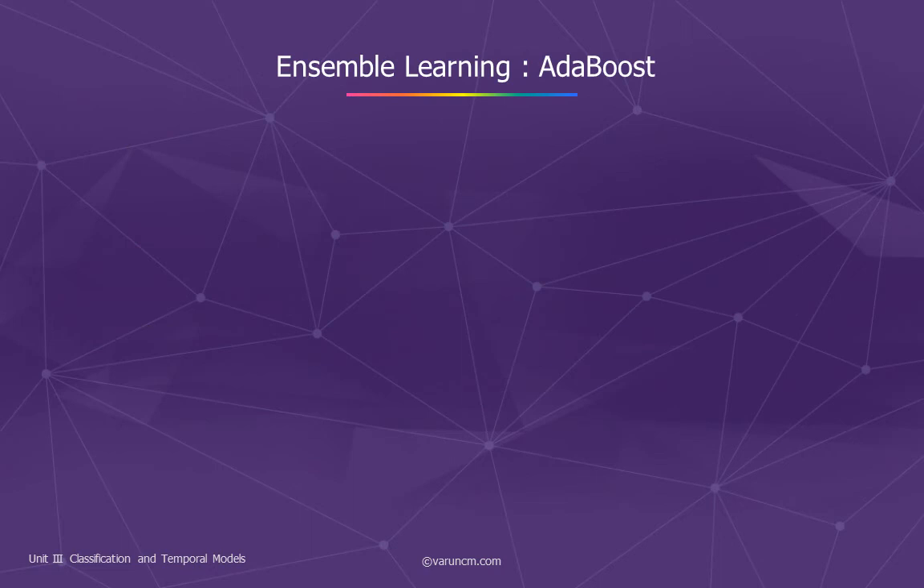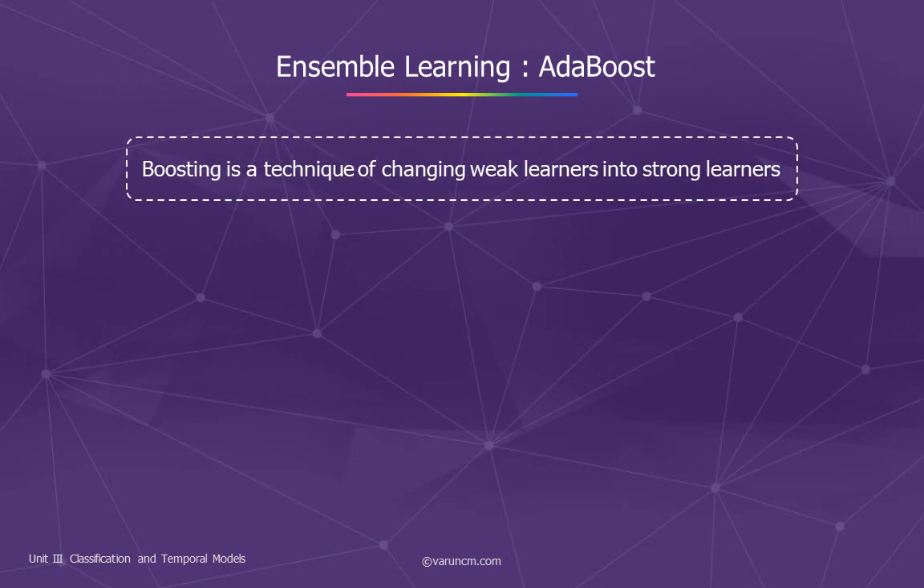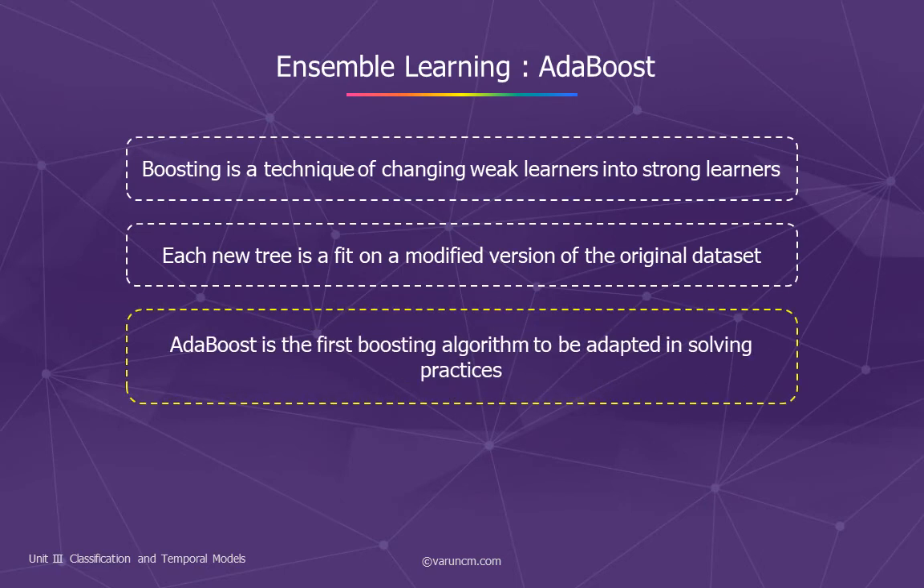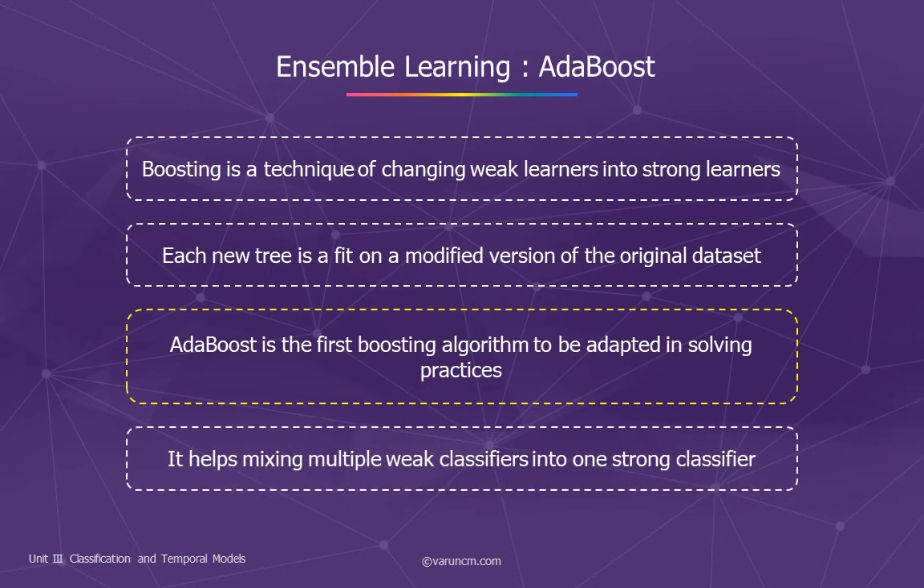And the next method of ensemble learning which we are going to learn is Adaboost. So this is a boosting technique of changing weak learners into a strong learner. Each new tree is a fit on a modified version of the original data set. So what this is going to do is it first boosts the algorithm and then it solves the problem. The advantage of using Adaboost is it helps in mixing multiple weak classifiers into one strong classifier.